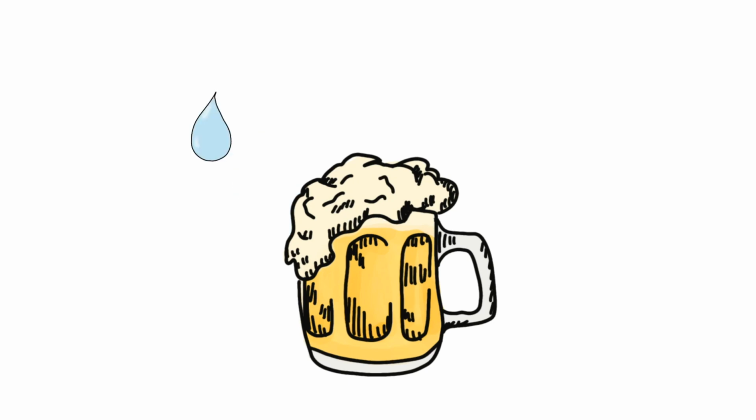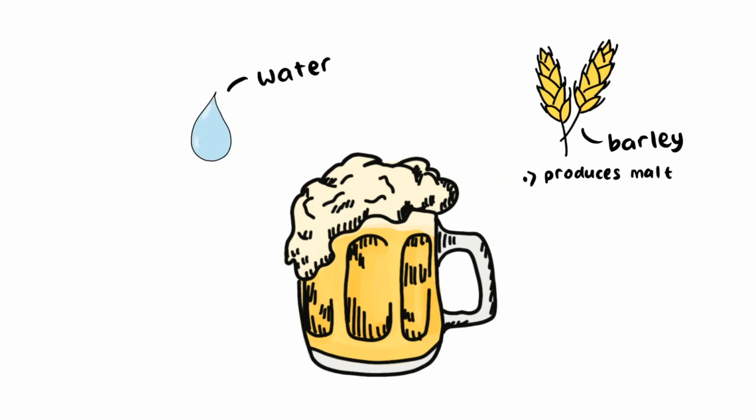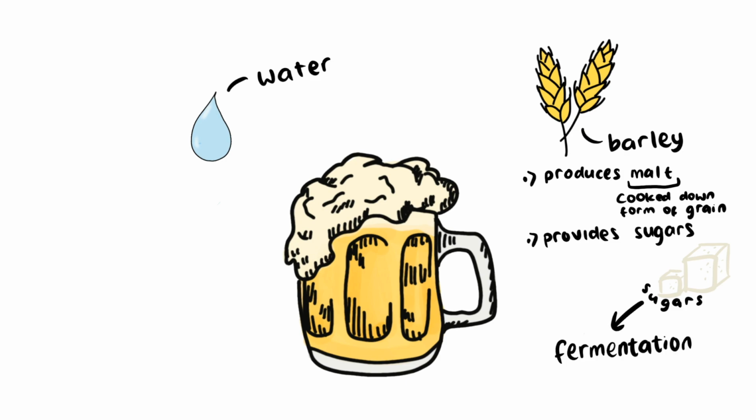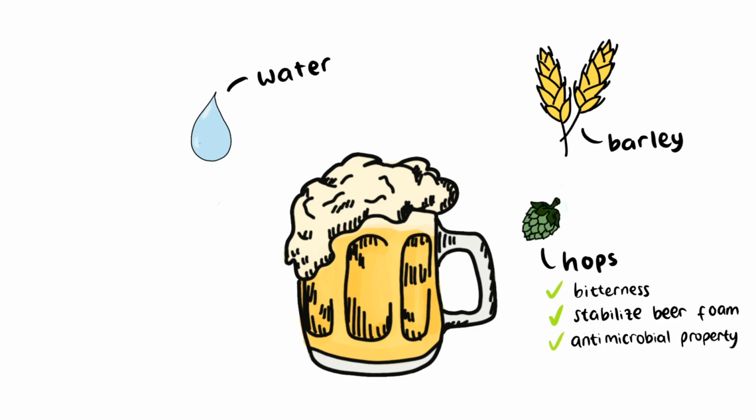Water is the base ingredient that provides the bulk volume of beer. Barley is the most common grain used to produce malt, a cooked-down form of the grain, which provides the sugars to feed the fermentation as well as the primary color, taste, and texture characteristics of the beer, including the foamy head. Hops are added to give beer its characteristic bitterness and help stabilize beer foam. They also have antimicrobial properties that limit the growth of undesirable spoilage bacteria.